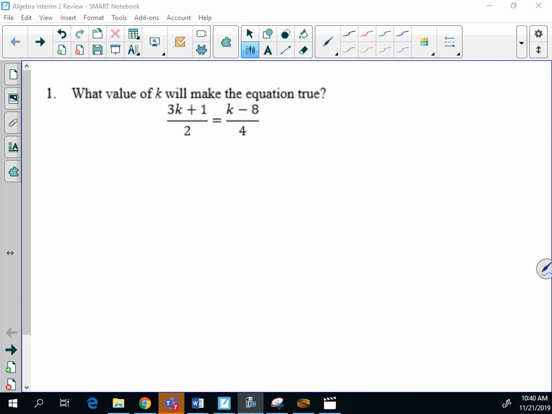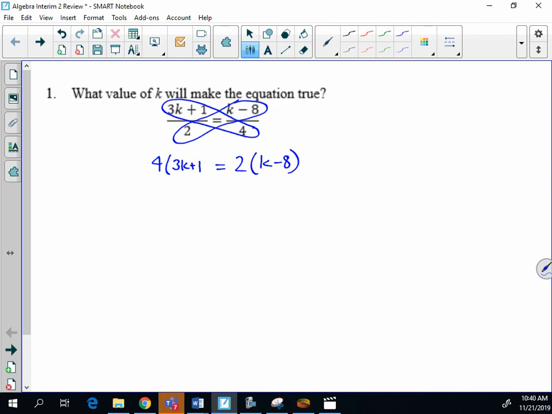We are starting with number 1, and we have a proportion. The easiest way is to cross multiply. You are going to multiply the denominator times the opposite numerator, so that will be 2 times k minus 8, and this denominator times the opposite numerator, 4 times 3k plus 1. Now we have to look at each side.